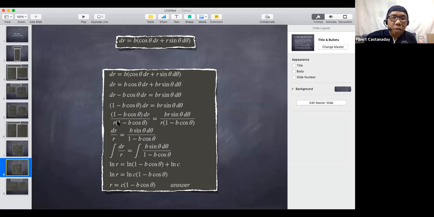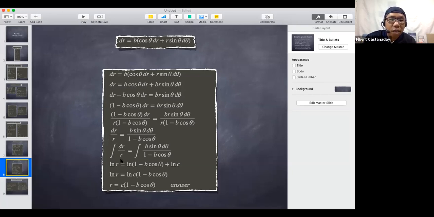So dividing both sides by R times the quantity 1 minus B cosine theta, sorry. So ito na yung maging result. So dr over R equals B sine theta d theta over 1 minus B cosine theta. As you can see here, this is a pure function of theta and a pure function of R. Then we integrate both sides of the equation.